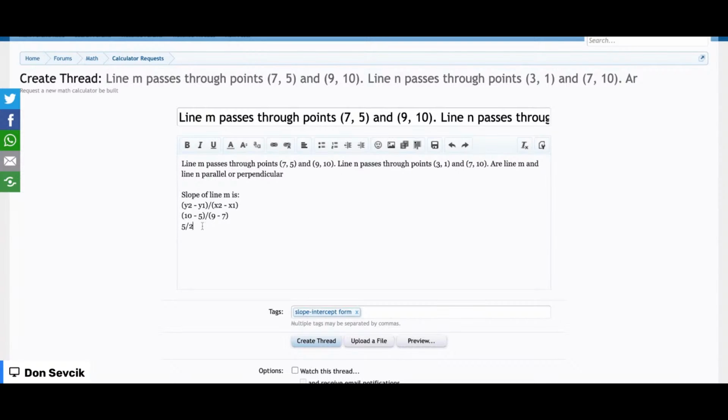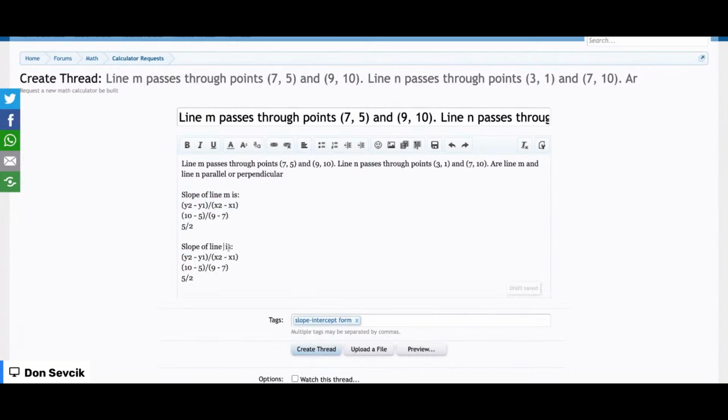Now we want to do the same thing, but for line N. So we've got 10 minus 1 and 7 minus 3. We've got 9 over 4. This cannot be simplified, by the way.